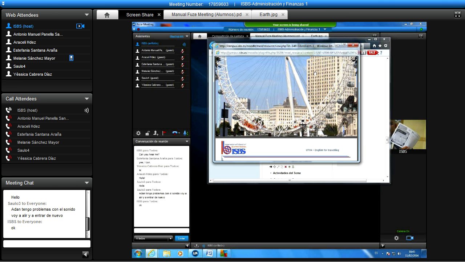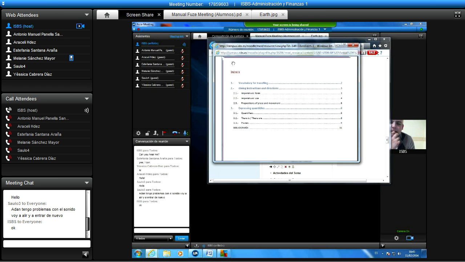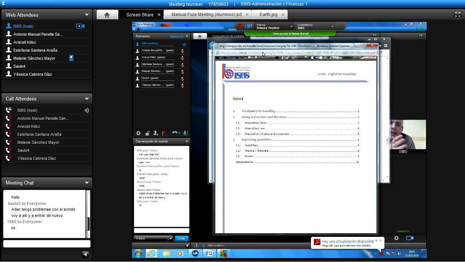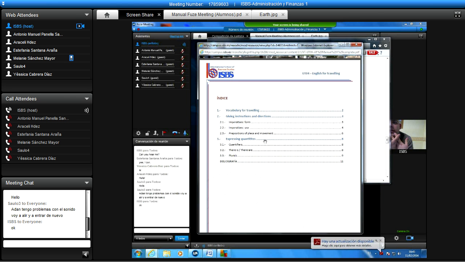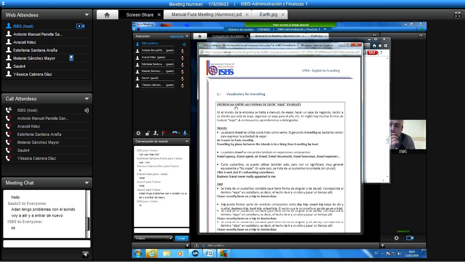So okay, here we have Unit 4, which is English for traveling. If you look at the table of contents here, there is always a vocabulary section, which is the vocabulary for traveling, okay, and then a more grammar area, which is instructions and directions, so how to give directions in English, and also quantities, quantifiers: there is, there are, the plural, and how much, how many. So this is more grammatical, okay.